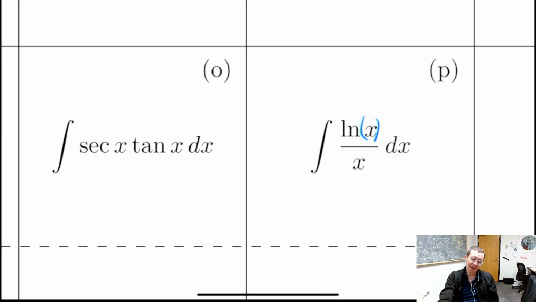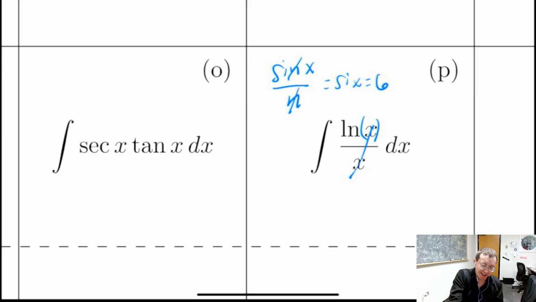This canceling the x's there reminds me of a classic math joke. Sine of x divided by n. Cancel the n's. You get 6. And yeah, canceling these x's would be almost as bad as canceling those n's.